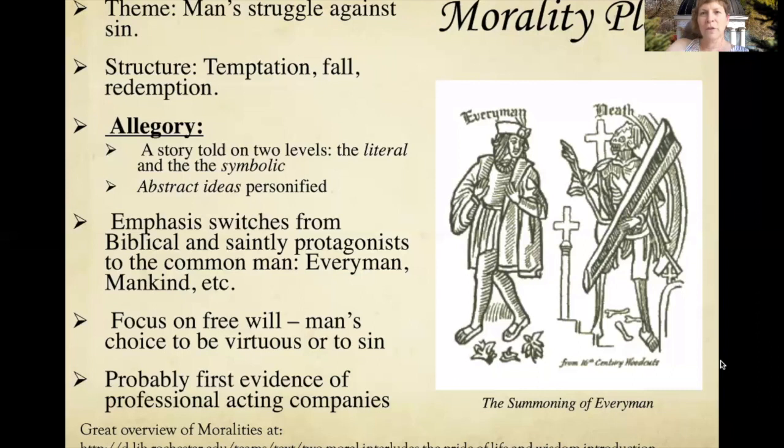So I want you to hit pause and jot down some thoughts to yourself of where you see that sort of allegorical personification. And the anthropomorphization of animals in Disney movies doesn't count. So where do you see an abstract idea turned into a figure? Hit pause, think about it, jot it down. I want you to share it later in the discussion board.